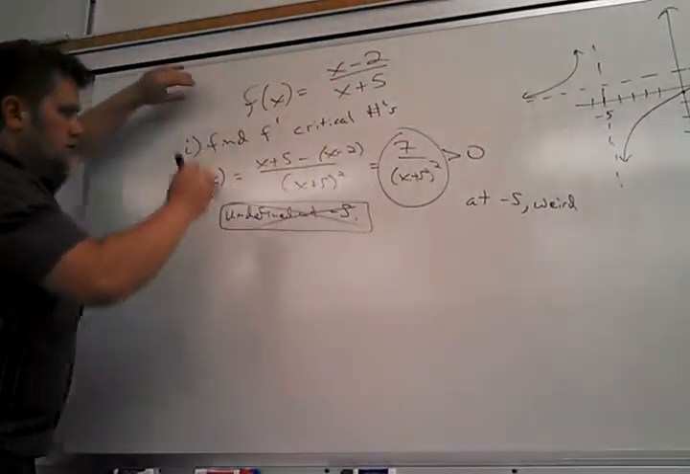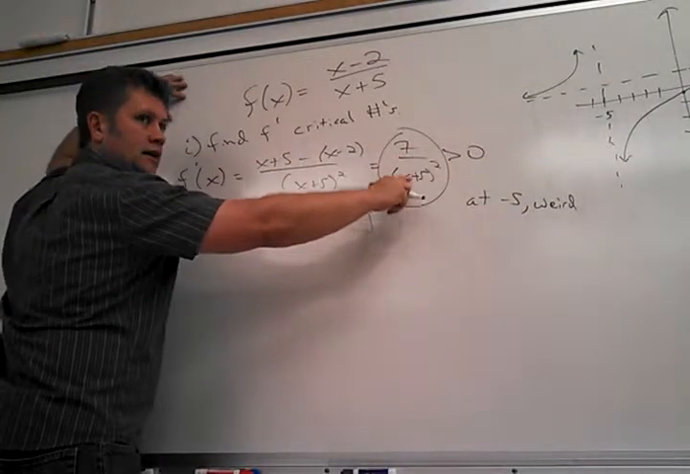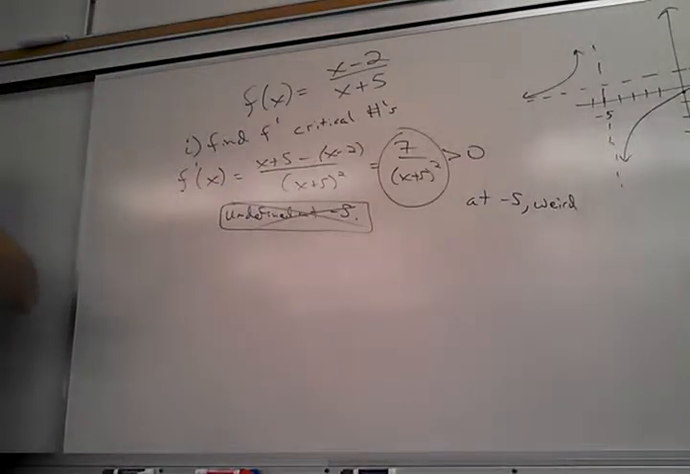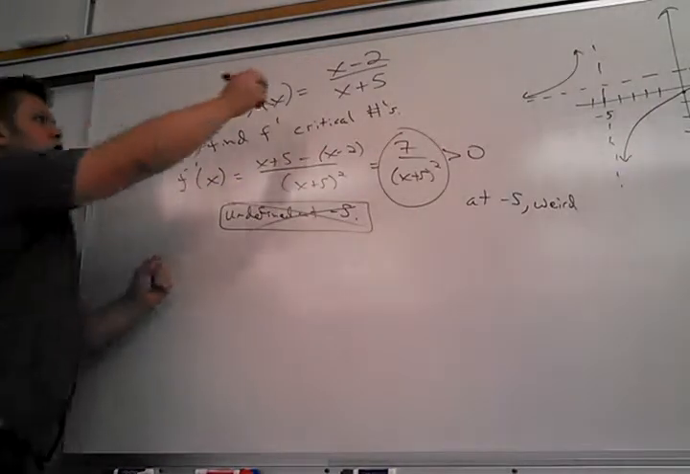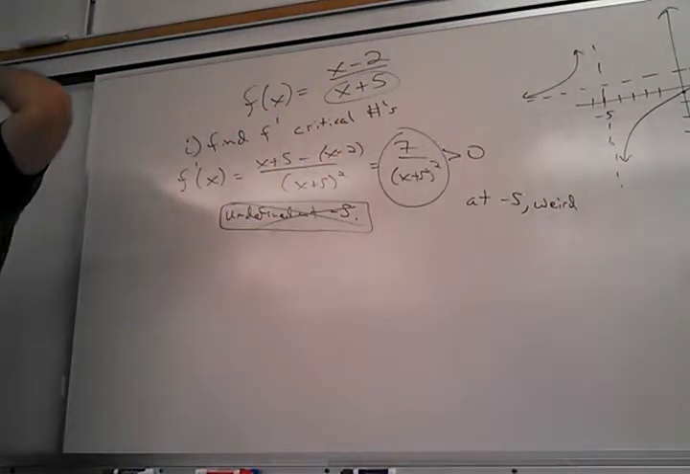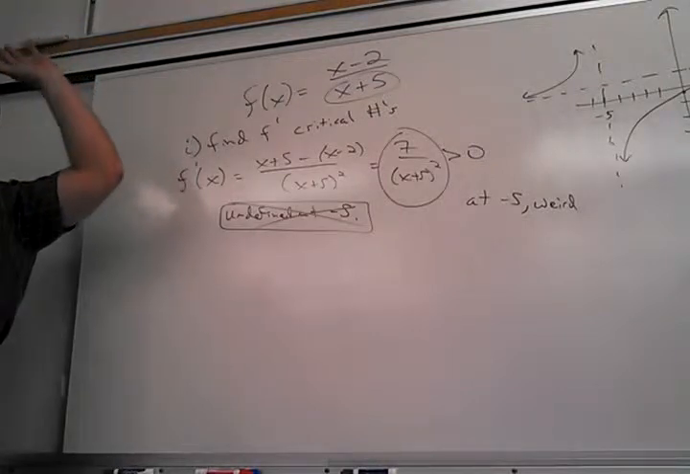So that's where the point I wanted to make was: you have to look at where your derivative is undefined and include that number in your list of critical numbers, but you don't include anything that's not in the original function's domain. That kind of makes sense. That's out of the question to begin with. Cool?